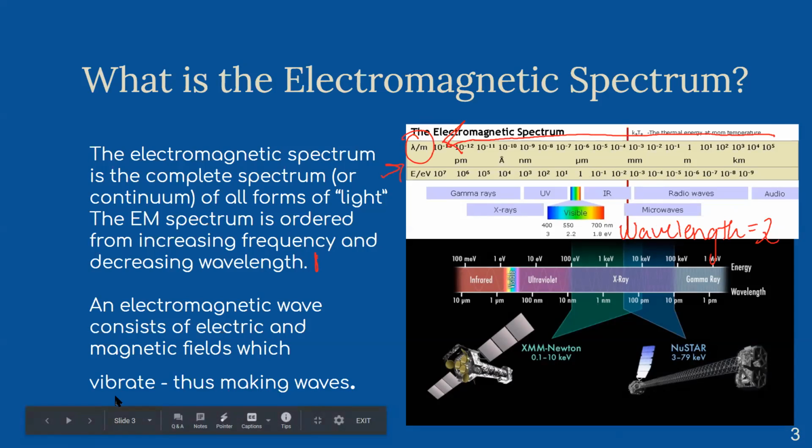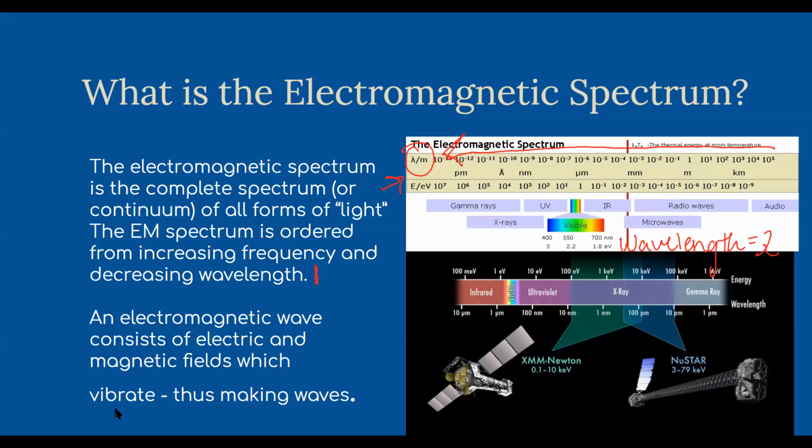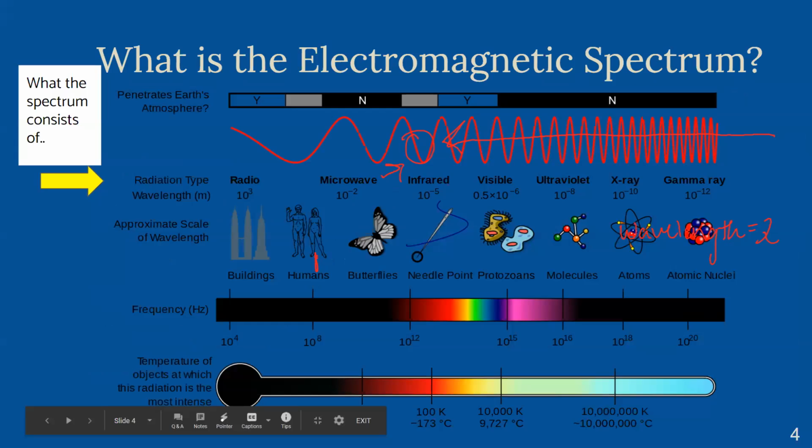And all it's saying is that electromagnetic waves consist of electromagnetic rays which vibrate, causing waves. So this is the electromagnetic spectrum.